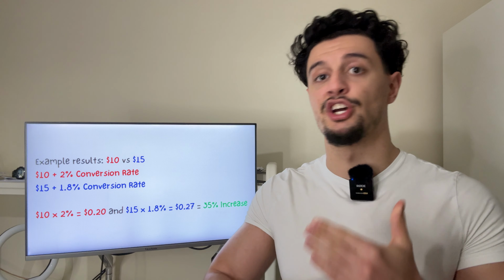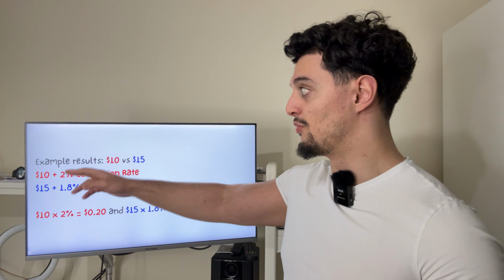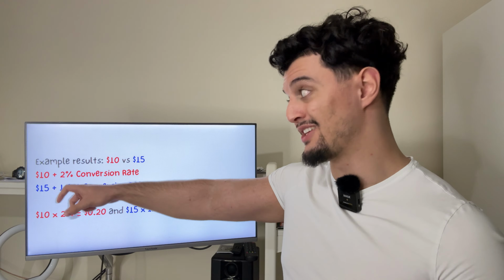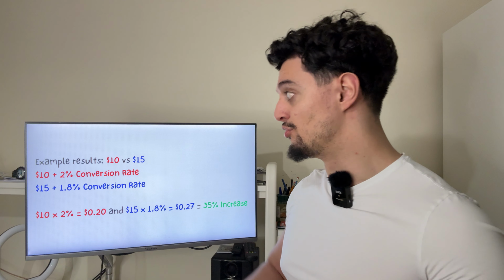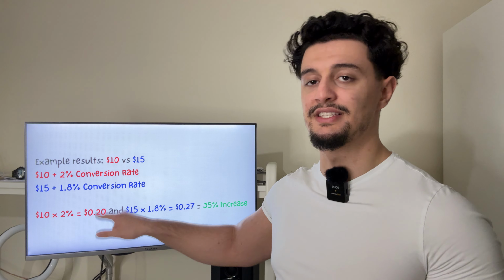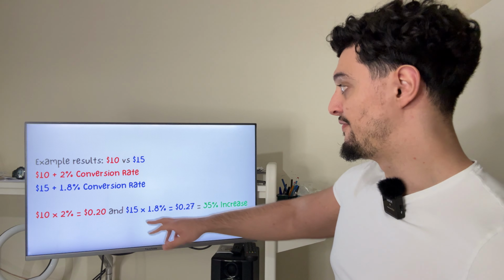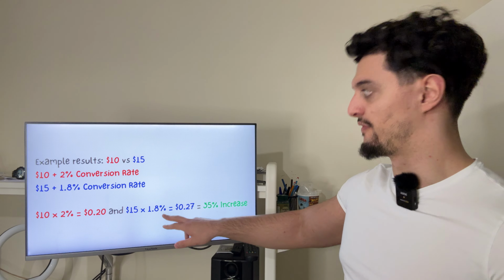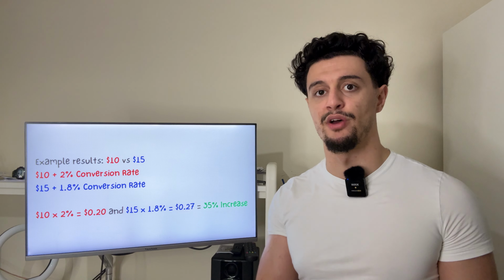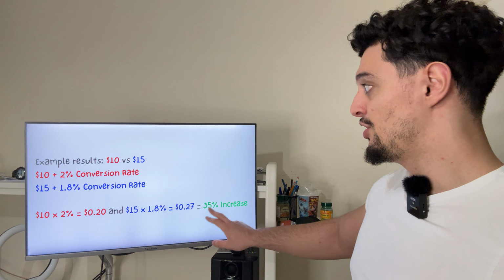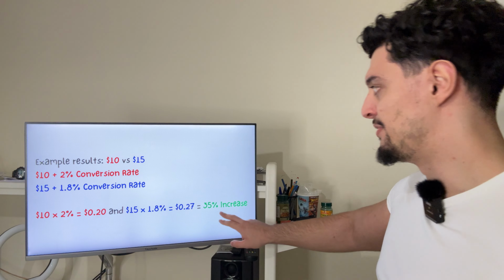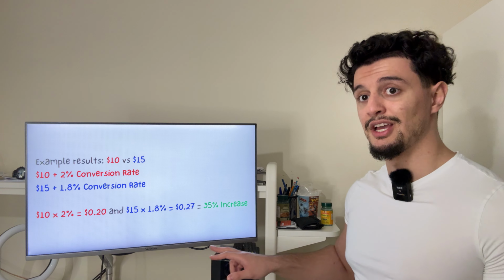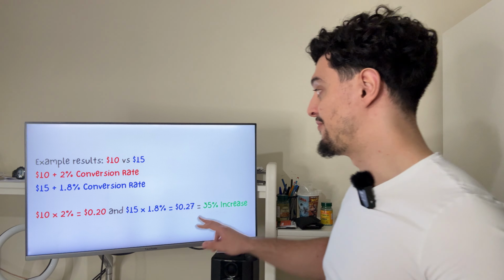So now here's how you can actually understand the result and see which one's better, right? Is the $15 price better or the $10 price better for you? So as you can see, what you do is $10 times the 2% will give you 20 cents per visitor. And then the $15 times the 1.8% conversion rate will give you 27 cents per visitor, which means that going with the $15 and slightly decreasing your conversion rate is going to mean you get a 35% increase per visitor, right? So each visitor is going to spend 35% more.